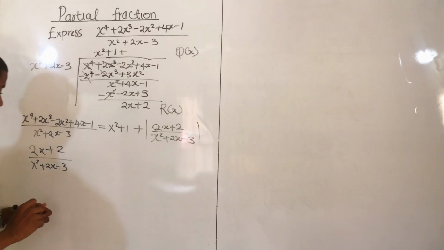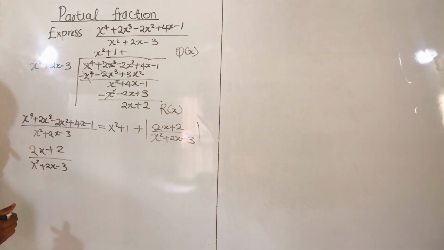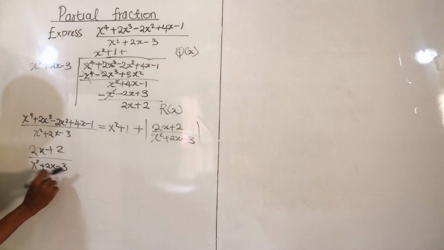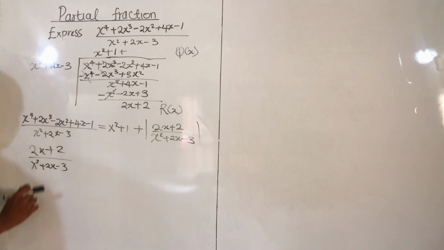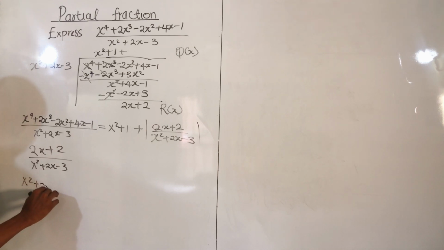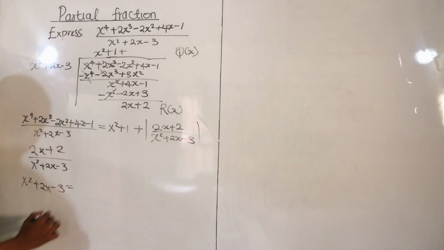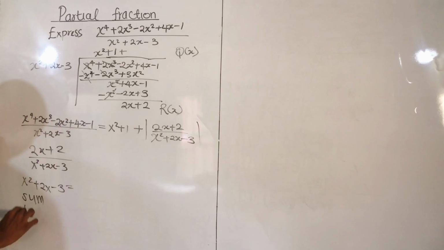Okay, so we have something like this. The next step is to work on the denominator. The denominator here is a quadratic. Get it? We're going to open this. You're going to work on this. We have x squared plus 2x negative 3. We're going to factorize this.